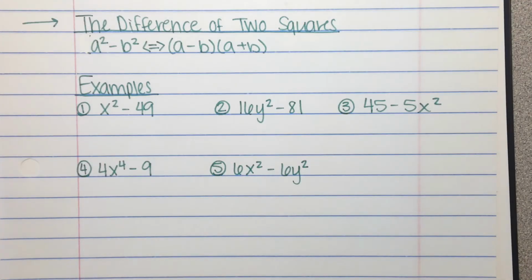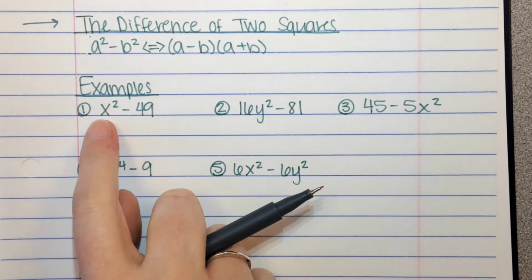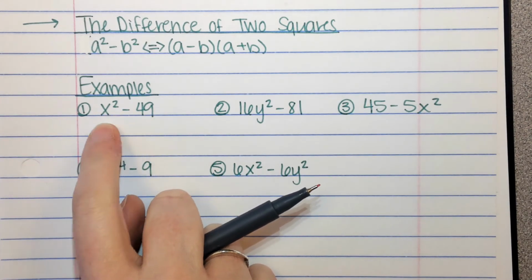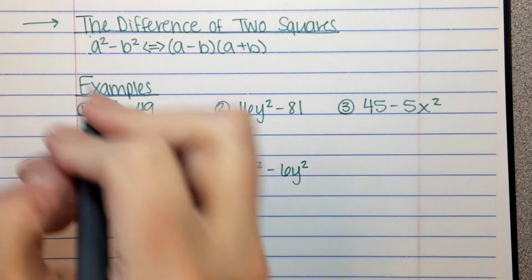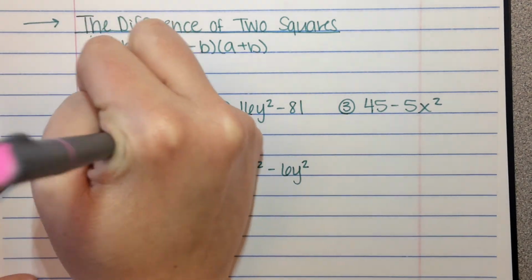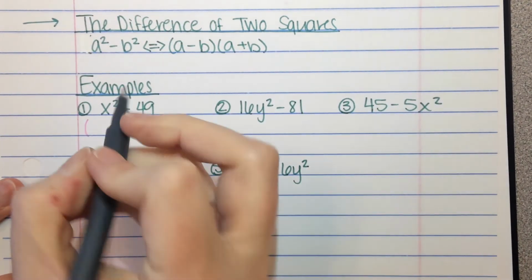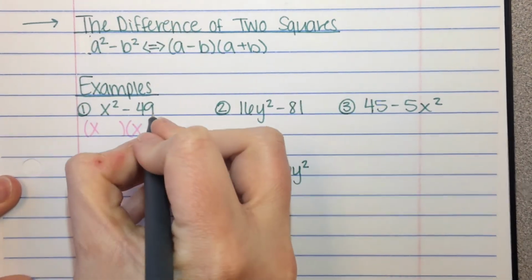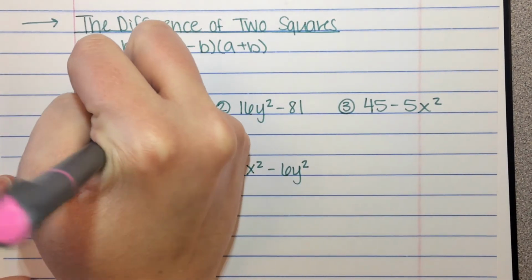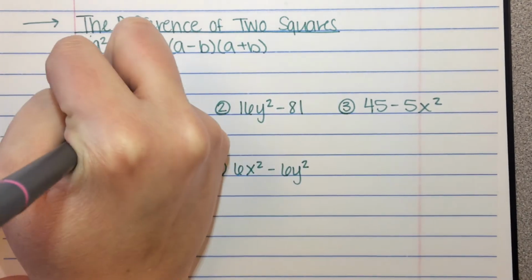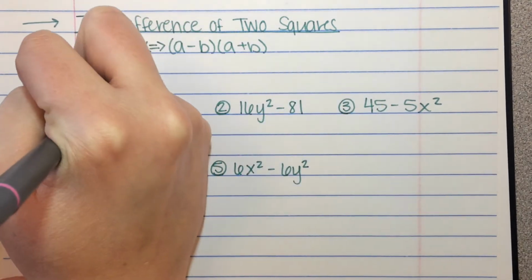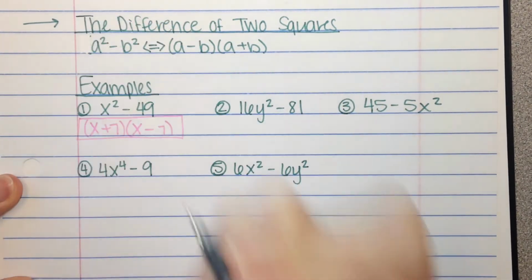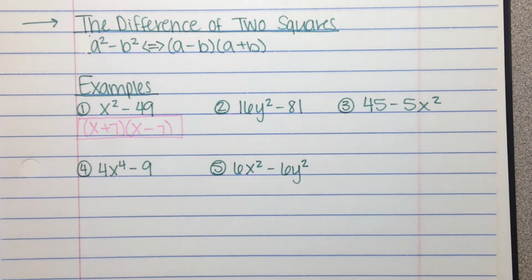So number 1, we have x squared minus 49. I know that x squared is a perfect square and 49 is a perfect square. So I'm going to make my two sets of parentheses. I know x times x makes x squared. I know 7 times 7 gives me 49. And I have to have a positive and a negative. And that's it. That's my answer. We're just going to do that same thing.